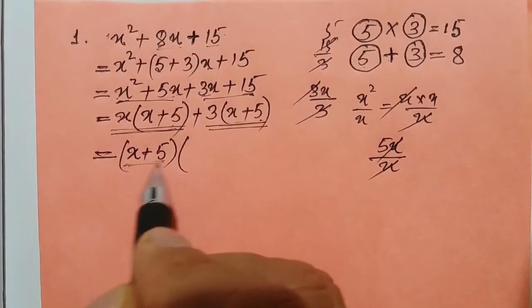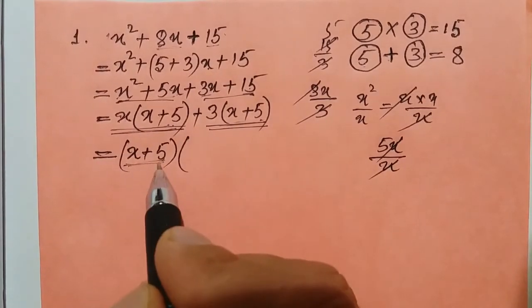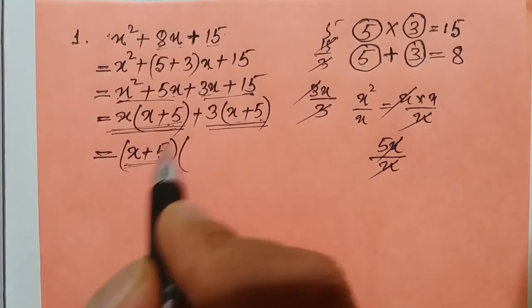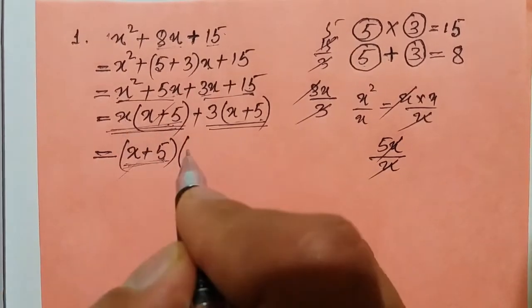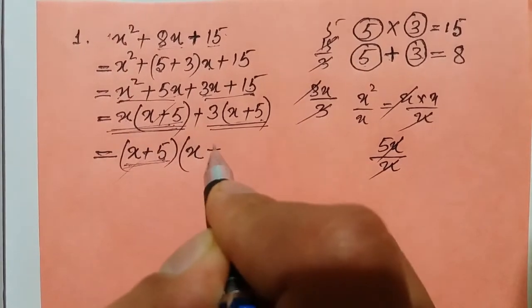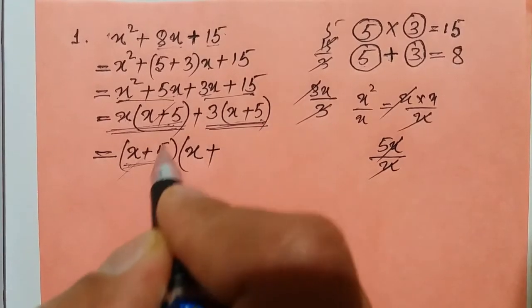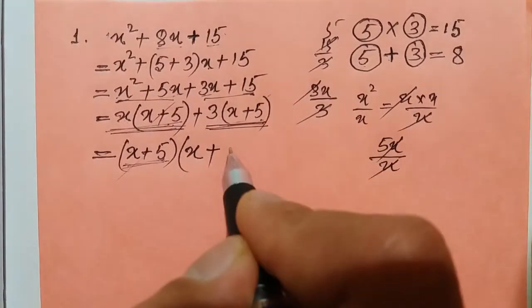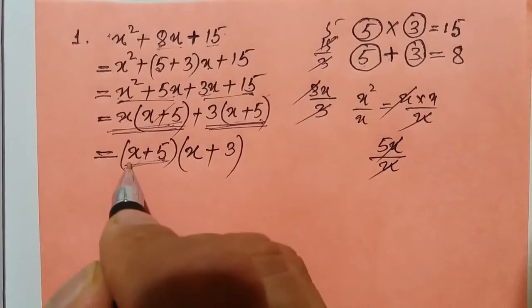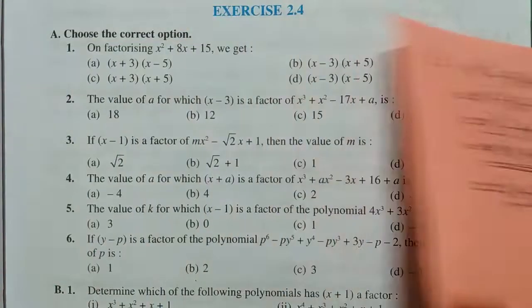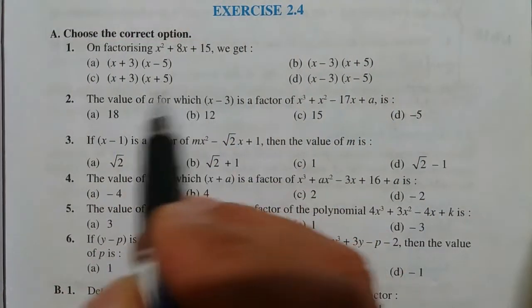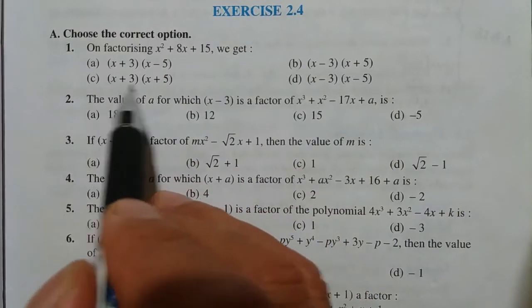So here we're going to divide both terms by x plus 5. If you divide this one by this one, x plus 5 cancels, and you will get x. Now, this is plus, and again if you divide by this one, you cancel the 2 and you will get 3. So what we got here is x plus 5, x plus 3. This is the right answer.